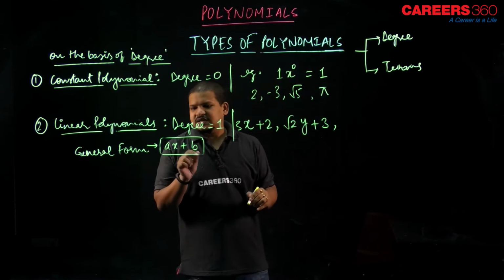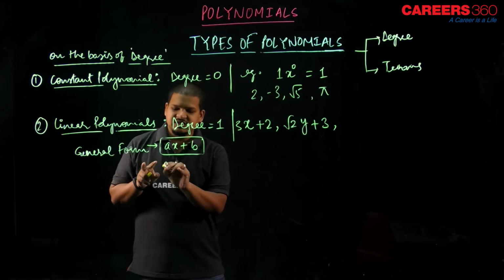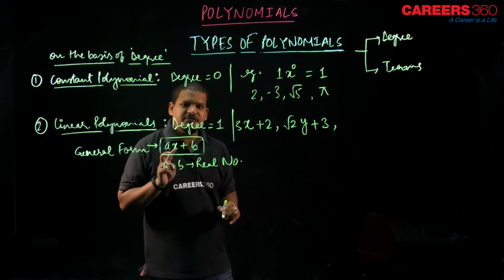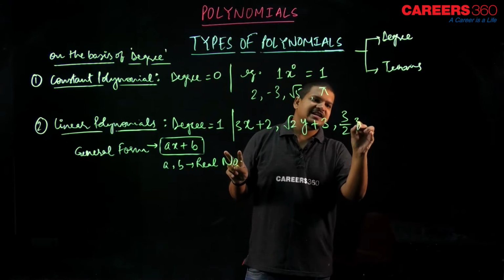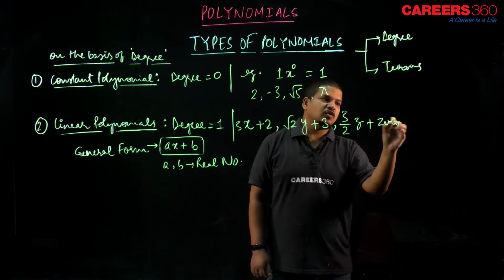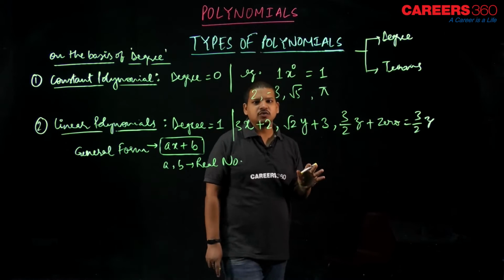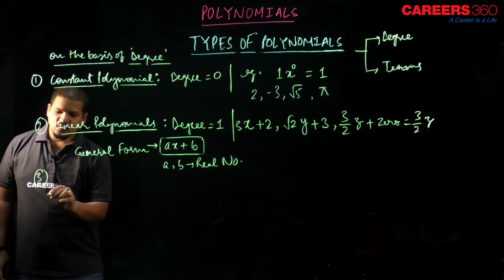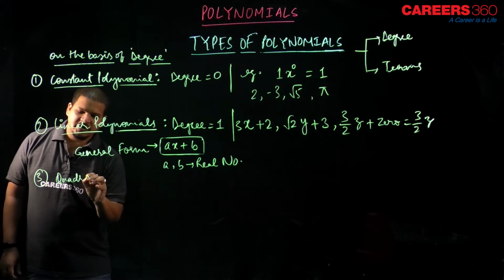Here a and b are real numbers, right? So if a and b are real numbers, this could be 3 by 2 z plus 0, and this is nothing but 3 by 2 z. I hope it is fine to you. These could be various examples of linear polynomial. Moving forward to the next type, that is quadratic polynomial.